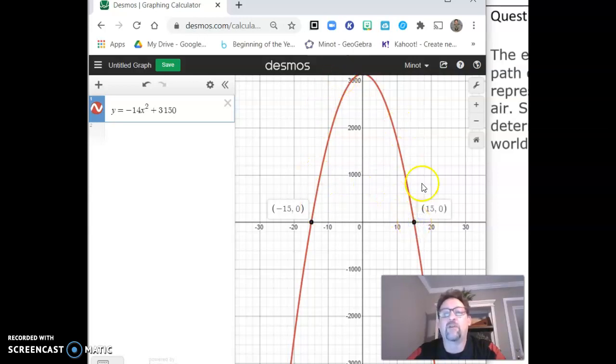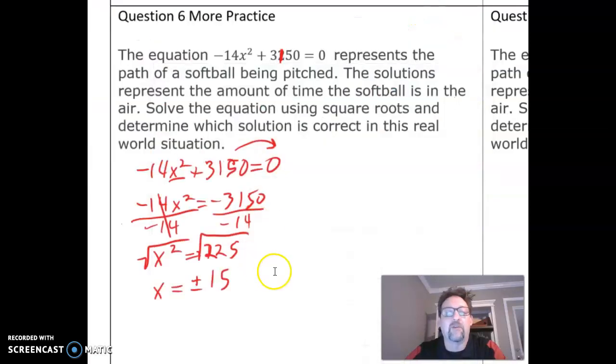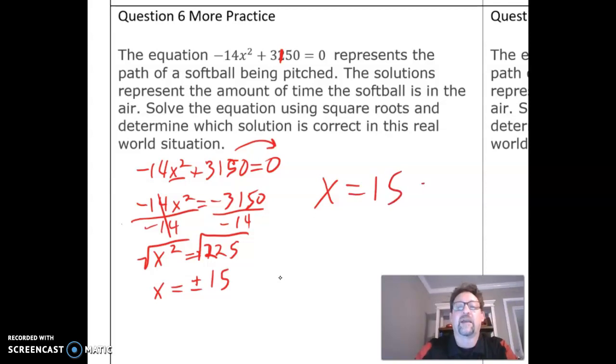So if you put the equation in Desmos, you could find the solution by just looking on the graph, but you have to think about the solutions, and it's only going to be the positive solution because the ball can only land after it's thrown, not before it's thrown. So our actual answer, even though the answer to the equation is plus and minus, the answer to the equation in the situation is going to be x equals positive 15 seconds.